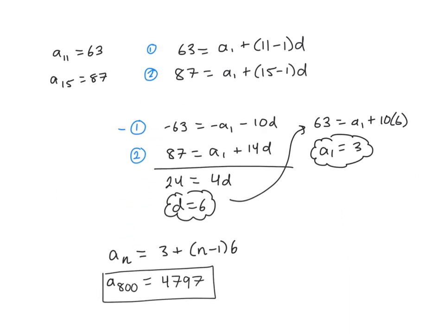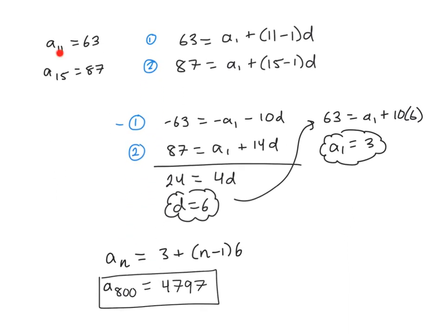Okay, so go ahead and check here. So again, we were told that the 11th term is 63 and the 15th term is 87. So I substituted n and a sub n into our formula 2 times to make these two equations. And since we have two equations, we can solve the system for two variables. So here you can see I first solved for d, substituted and solved for a sub 1, which you can then plug back in to your formula, and then that allows you to find the 800th term, which would be 4,797.